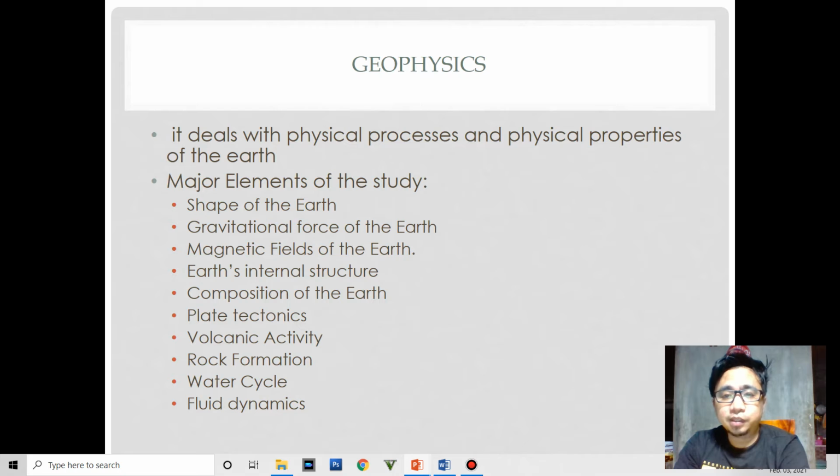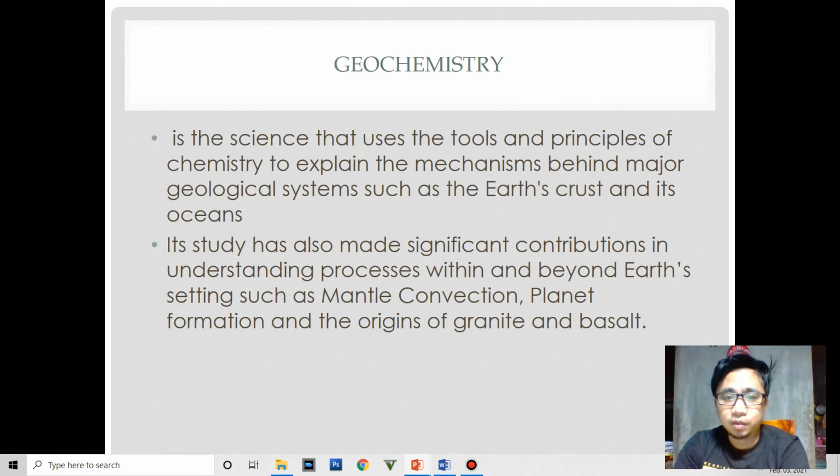It deals with physical processes and physical properties of the Earth. So the main major elements of the study, number one, of course we have to deal with the shape of the Earth. It is very basic. The shape of the Earth is hemispherical. And then we have the gravitational force of the Earth. Then the magnetic fields, the Earth's internal structure, the Earth's composition, and then plate tectonics, volcanic activity, the rock formation, and we have the water cycle as well as fluid dynamics.